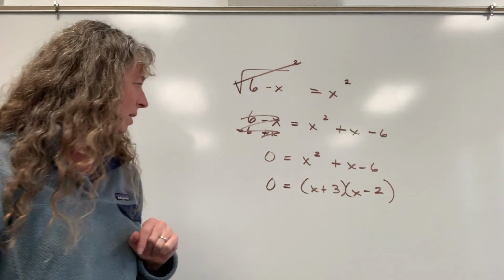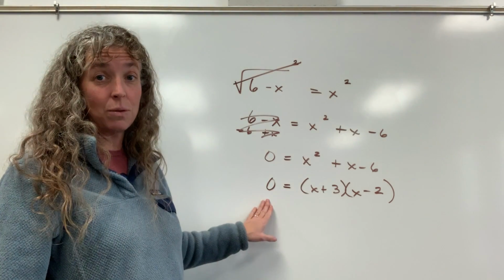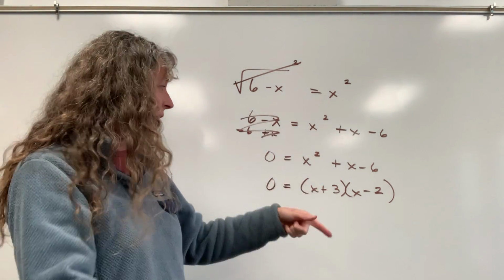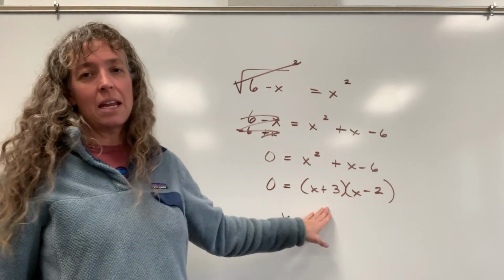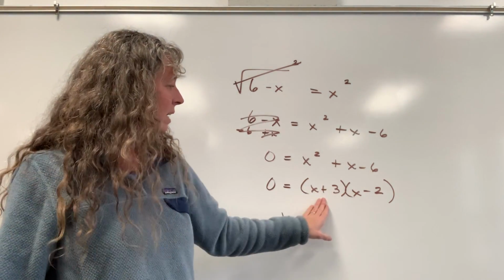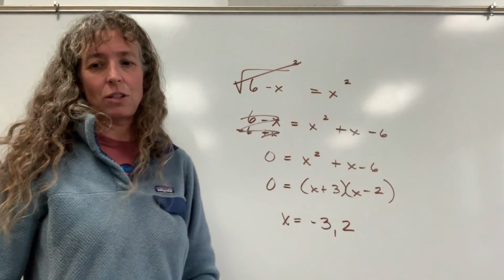I wish you were here to check me. I factored, but have I solved yet? They're equal to 0, so I have to go one step further and solve, right? So remember, to solve, x would either be -3 or +2, right? -3, +2, and those would be my answers, okay?